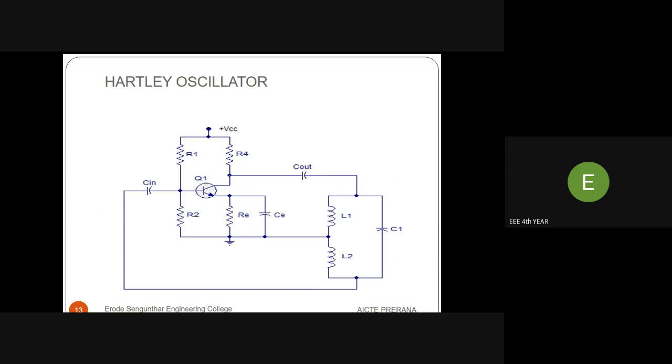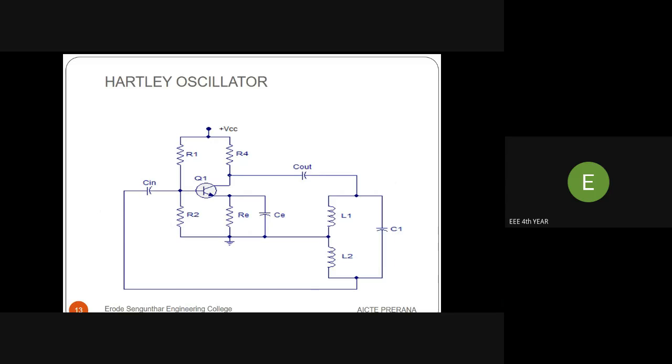Now let us see the operation of the Hartley oscillator. When the supply is switched on, the capacitor is charged. When the capacitor is fully charged, it starts to discharge through inductor coils L1 and L2. It sets up the oscillation of frequency.